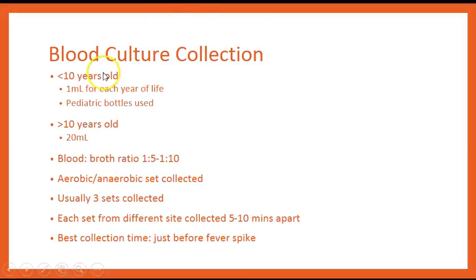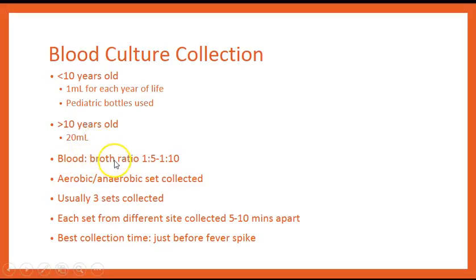Okay, less than 10 years old. These blood culture bottles hold a lot of blood, and if the patient is small, like little kids, you don't want to draw too much blood from them to risk them being anemic. So you draw 1 ml for each year of life. So if the patient's 2, you draw 2 mLs. If the patient's 4, you draw 4 mLs. And there are pediatric bottles that are used, which only require a small amount to be put in them. If you're older than 10, 20 mLs is fine to draw off of them.